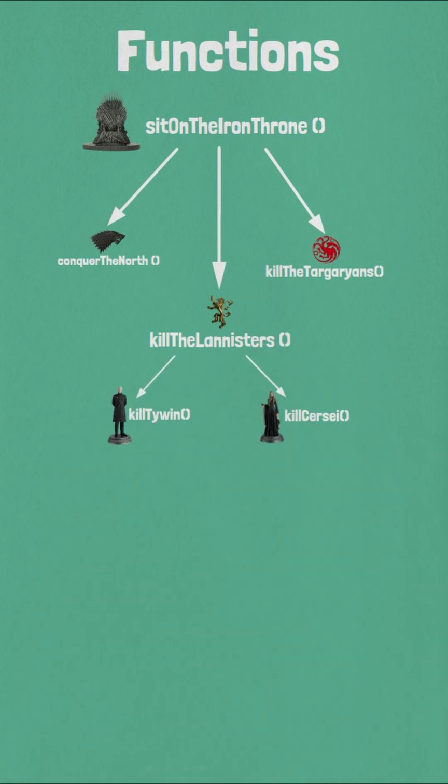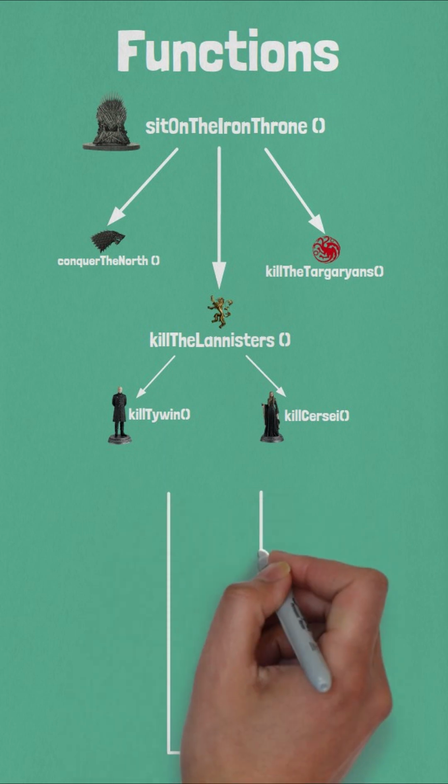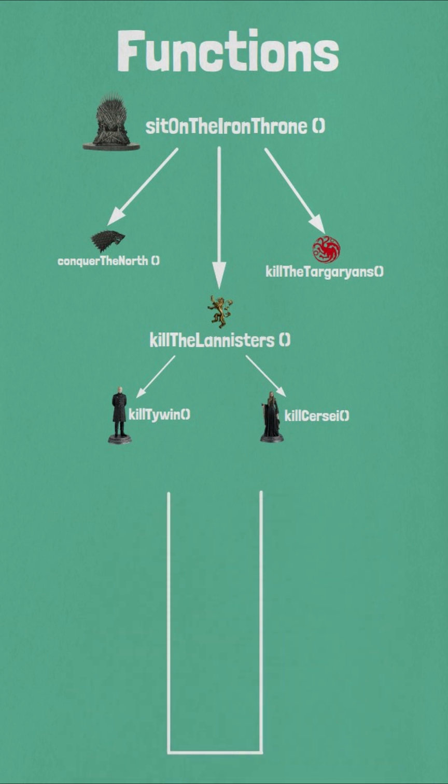The way a computer is going to organize all this is, when the main function, sit on the iron throne, is called, it's going to push all the data associated with that function into the stack. So let's use a logo to simplify that and mark the logo as yellow to indicate that the computer is currently handling that function. Now because our original function needs to call conquer the north, we're going to push that function into the stack as well. And because that function is on top of our original function, we'll have to finish this function first before we can resume executing our original function.